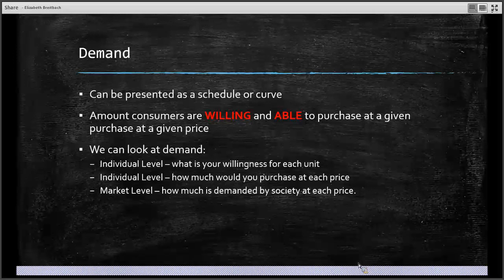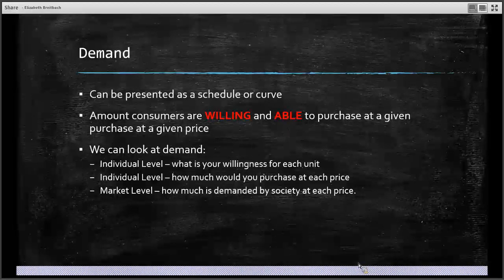All right, so we can look at demand then at the individual level. So what's your willingness to pay for each unit? So what's your willingness to pay for your first cup of coffee? What if you said a second cup of coffee, a third, a fourth, a fifth?